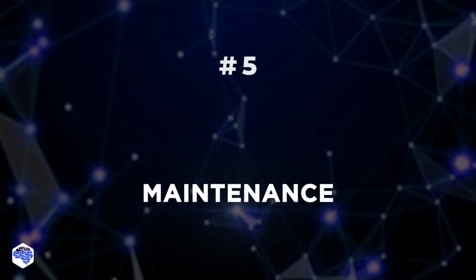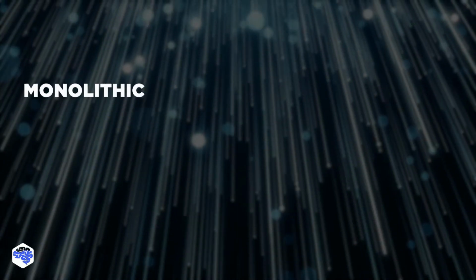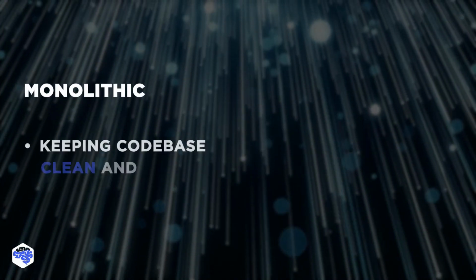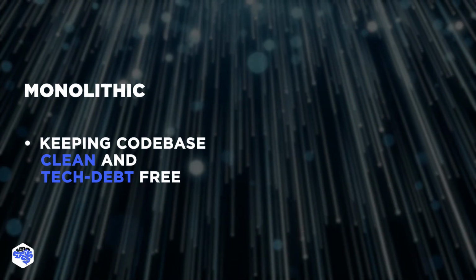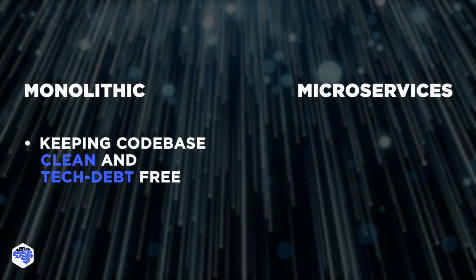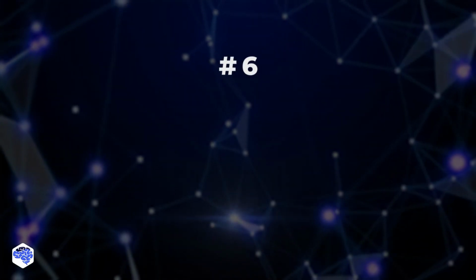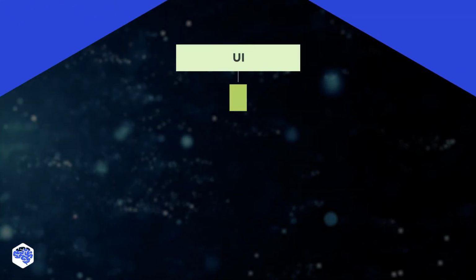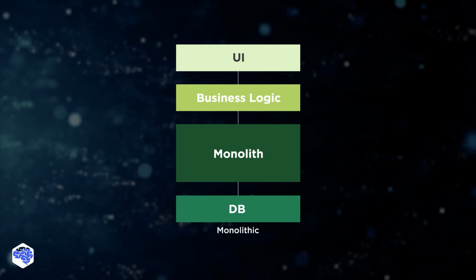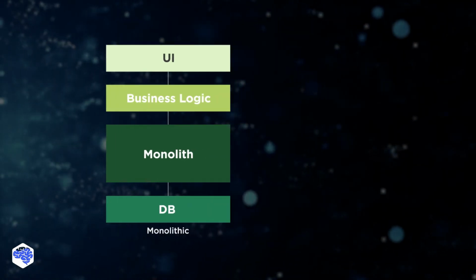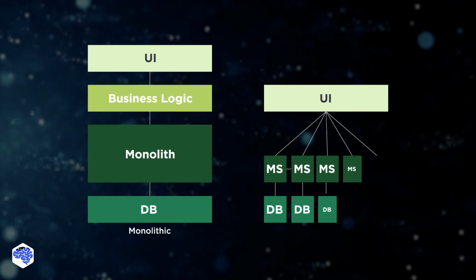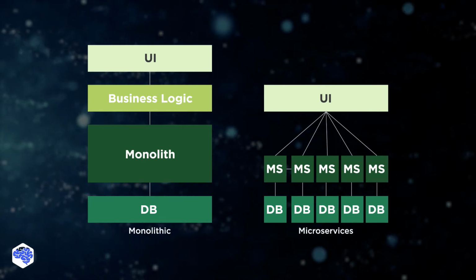5. Maintenance. When you maintain a monolithic structure, you need to focus on keeping the codebase clean and tech debt-free. With microservices, developers are focused on managing containers. 6. Data storage. Monolithic architecture handles data storage and processing at the level of a data layer. In microservices, each service is responsible for managing its data.